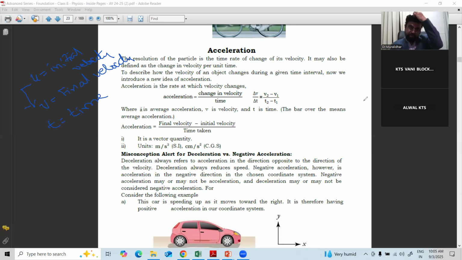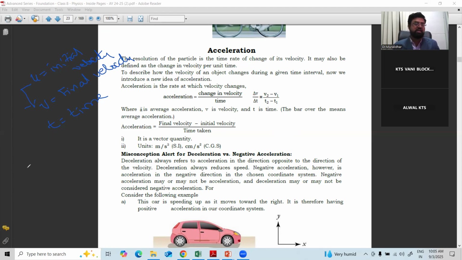When you start moving from home, either by cycle or by two-wheeler or by four-wheeler, initially the velocity is zero because your cycle or vehicle is at rest. When you start accelerating, either by legs or by hands, the final velocity reaches v. To change from u to v, it takes some time, maybe 5 minutes or 10 minutes to reach your school. That is t.